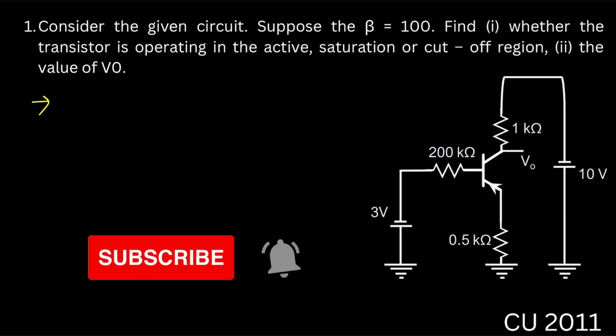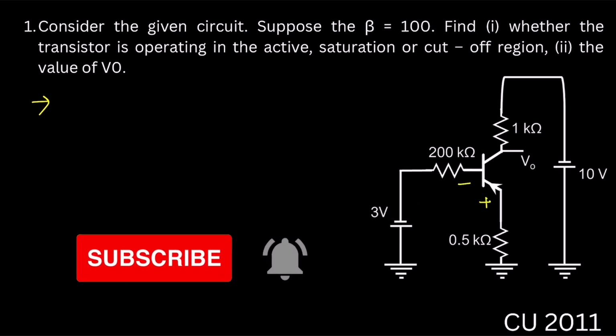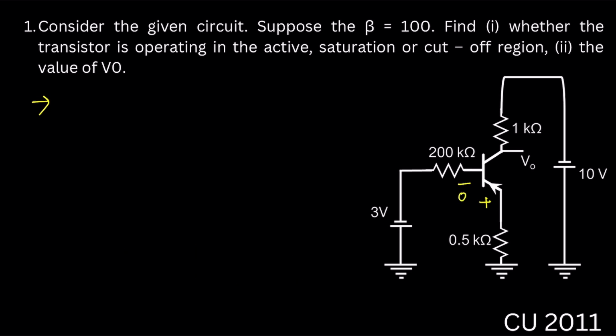For the PNP, this will be plus and this will be minus VB, which will be 0.7 volt. The current direction will be on this side, as this is the plus and this is minus, so the current will be like this. This will be plus, this will be minus, and on this side will be IB. Now you can see if we apply the KVL, with this plus minus, we write down 3 volt.